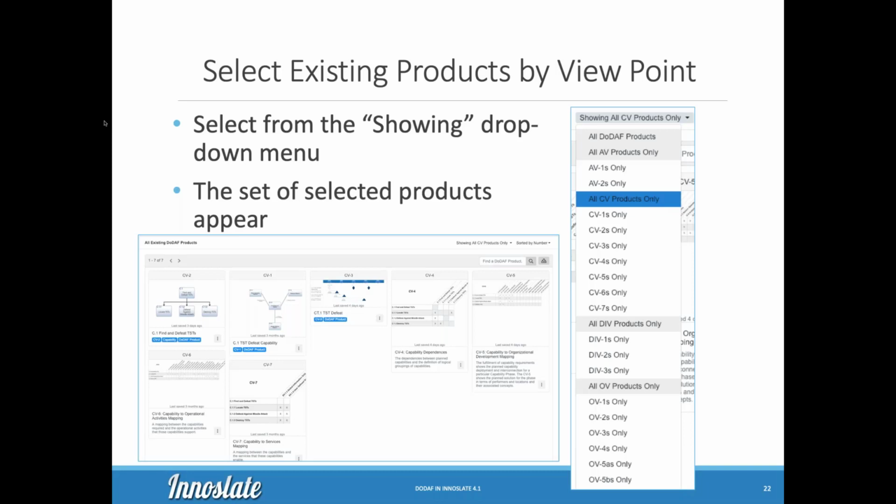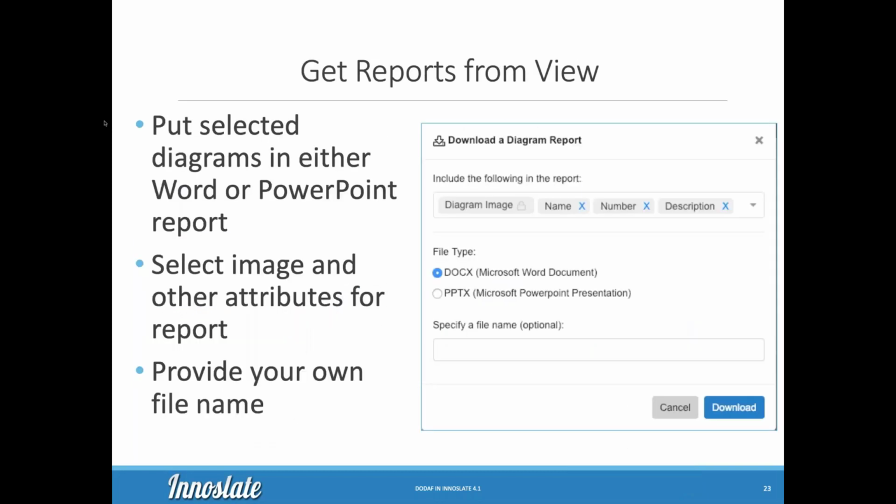Or if you have, let's say, a lot of OV-5s, that's not unusual. You click OV-5 only, and then get all the ones you need of that. So that's a nice way to again filter and work with the information as you need to. Another thing that's kind of neat in this new view is generating reports from the view.